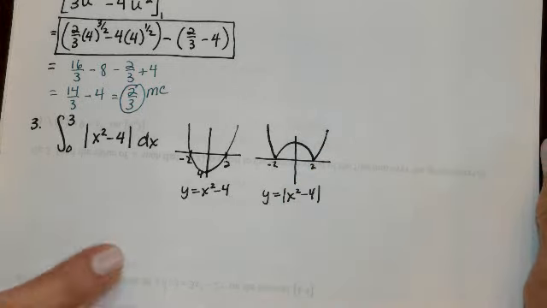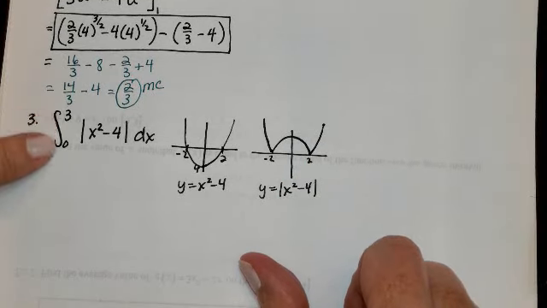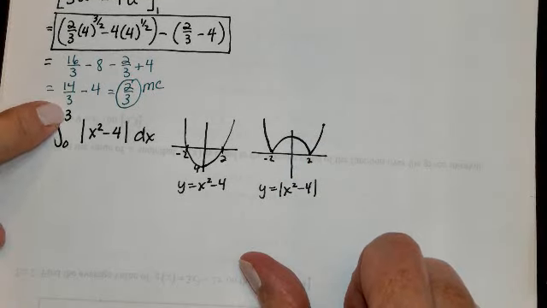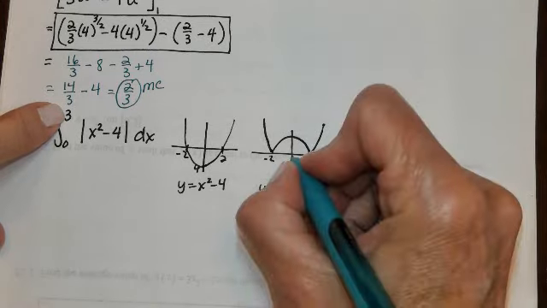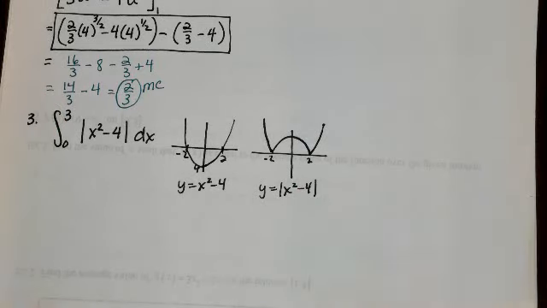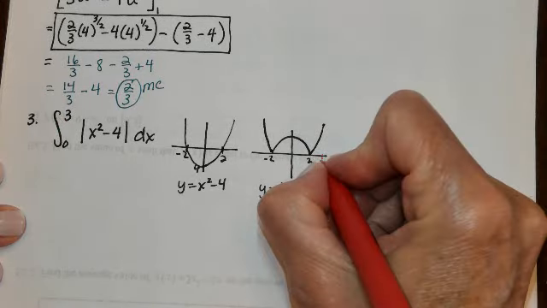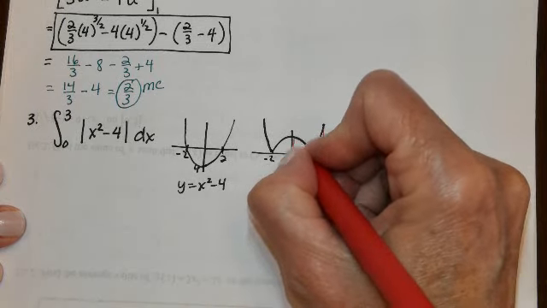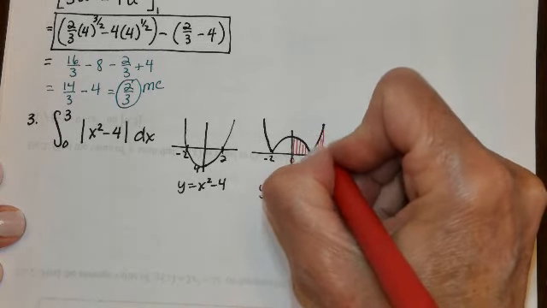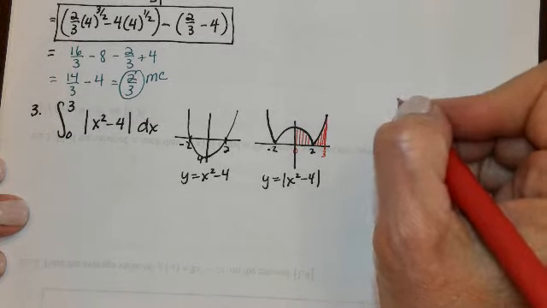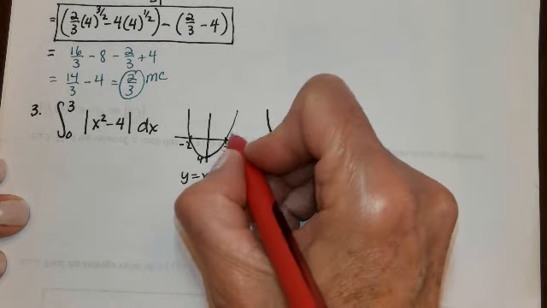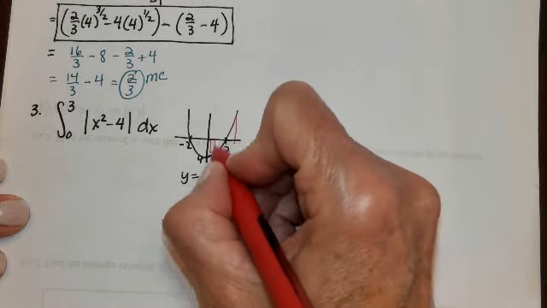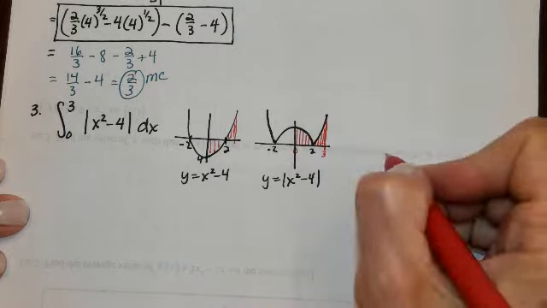Now for us, we want the integral from 0 to 3. So we're only interested from 0, get another color here, from 0 to 3. So we want this area. So think about how you can get that. It did look like this, right?